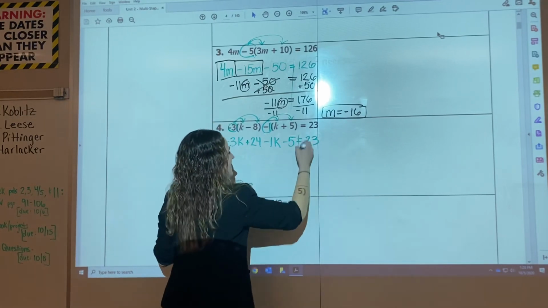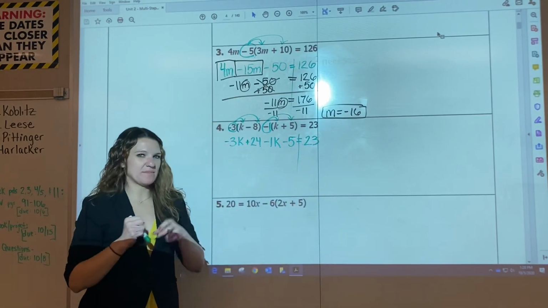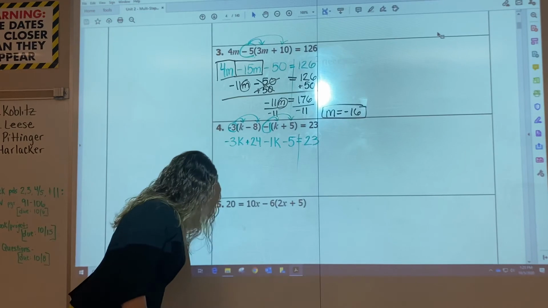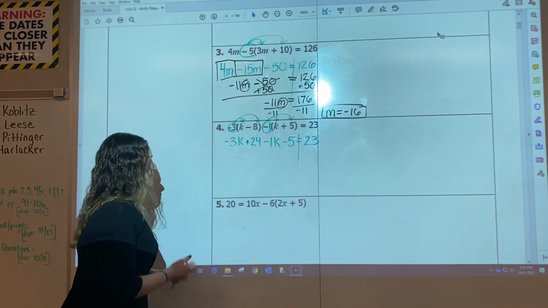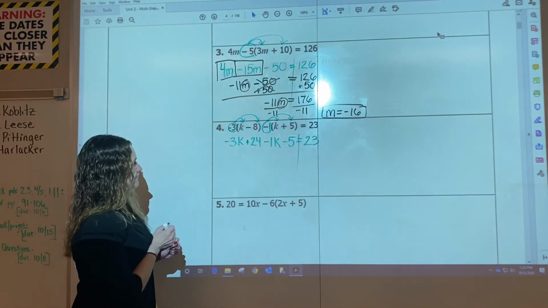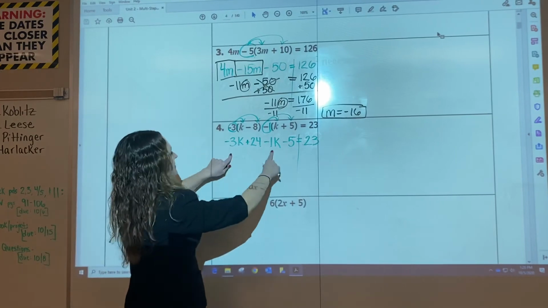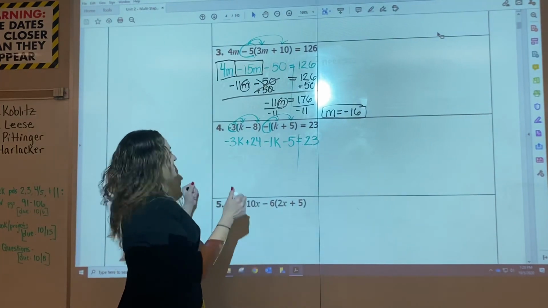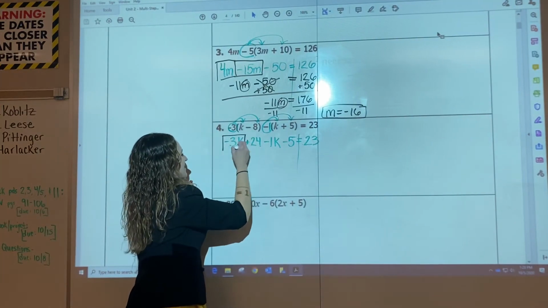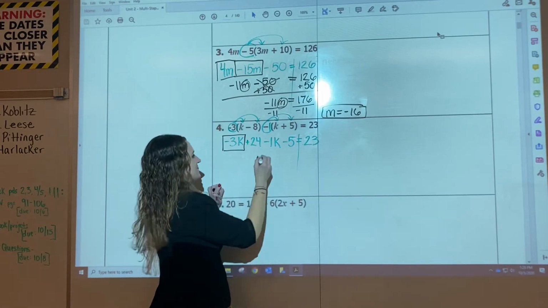Now I'm going to draw my line and do step number 2. Combine like terms. These guys look the same. They have the same last name. That's what a colleague of mine always says.